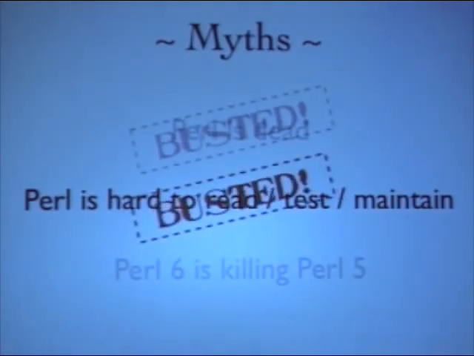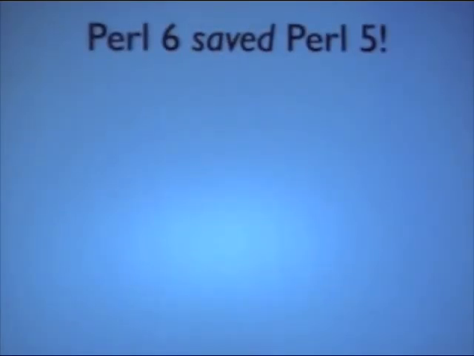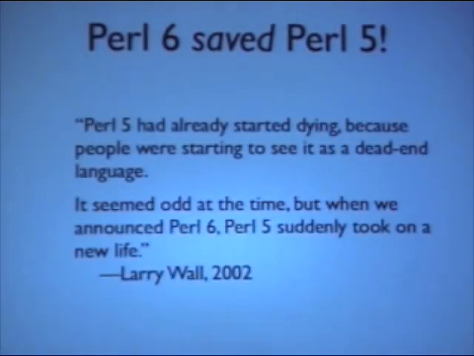Busted. Okay. Now this is a new myth around Perl. Perl 6 is killing Perl 5. Well, that's just crazy. If you know the truth, you'll know that Perl 6 actually saved Perl 5. This is a quote from Larry Wall, who you may or may not know is the original author of Perl. Back in 2000, when the Perl 6 project started, Perl 5 was dying. It was hard to see from outside the community, but those inside it could see that it was getting stuck.